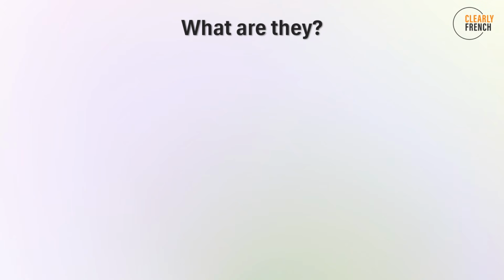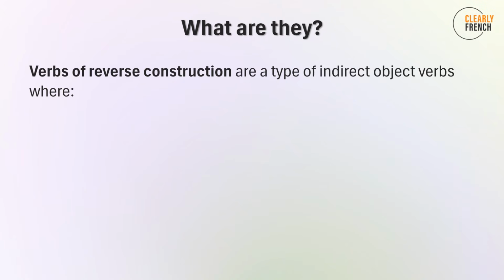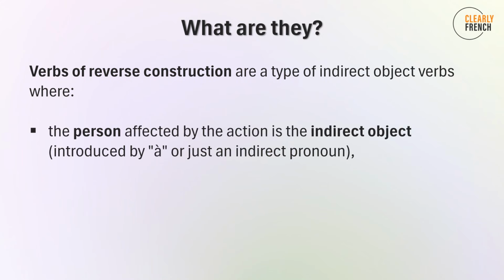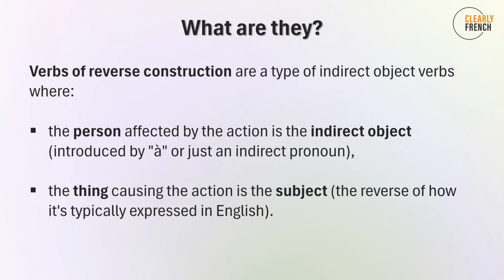First of all, I'm going to explain what those verbs are. They're a type of indirect object verbs where the person affected by the action is the indirect object. So it's either introduced by à or just a pronoun, an indirect pronoun. And the thing causing the action is the subject. It's actually the reverse of a normal sentence.